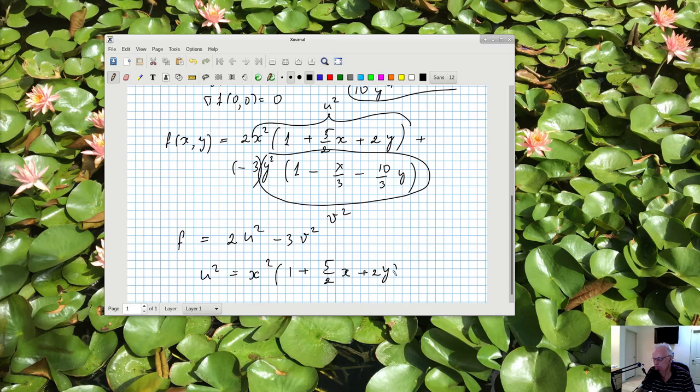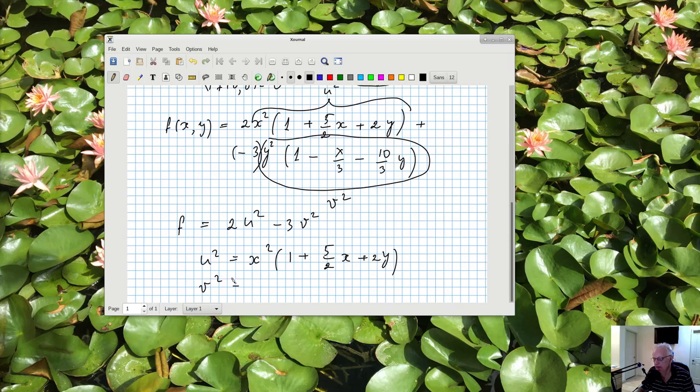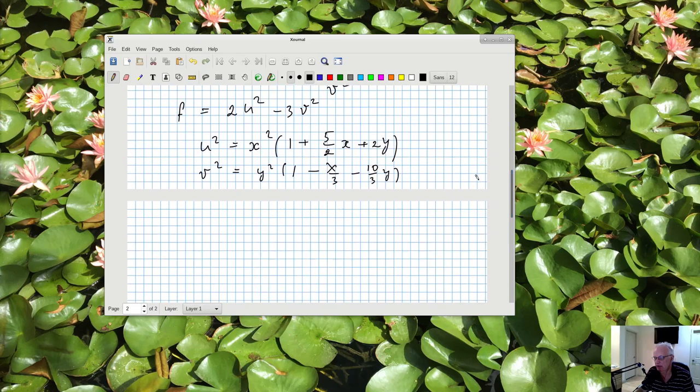And v squared is this part, right? And now I need to take square root left and right here. And I'll have Morse change of variables. U is x times square root of whatever I have here. And v is y times square root of whatever I have here. And this is my Morse change of variables.